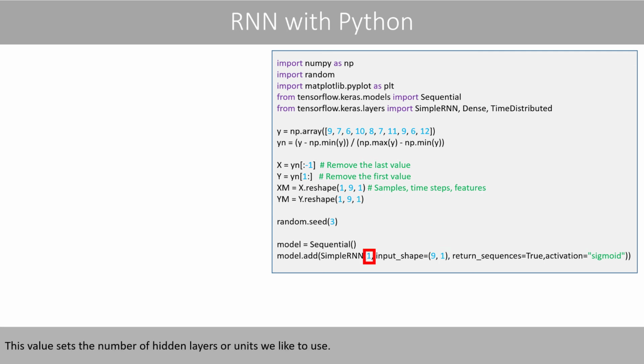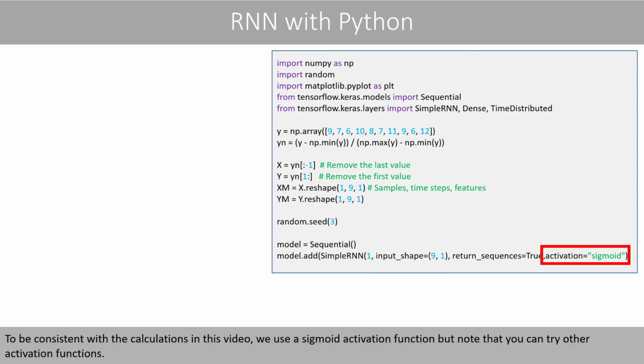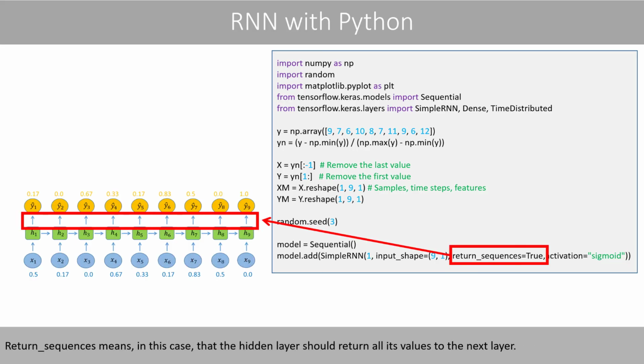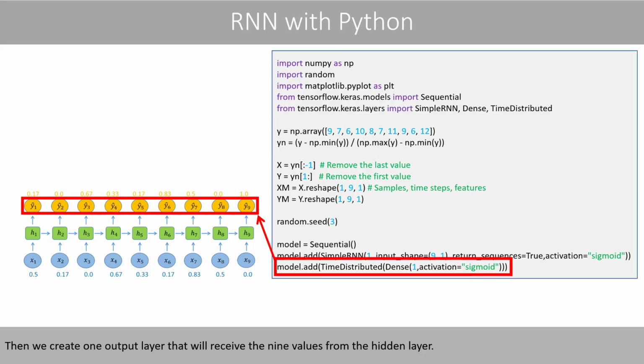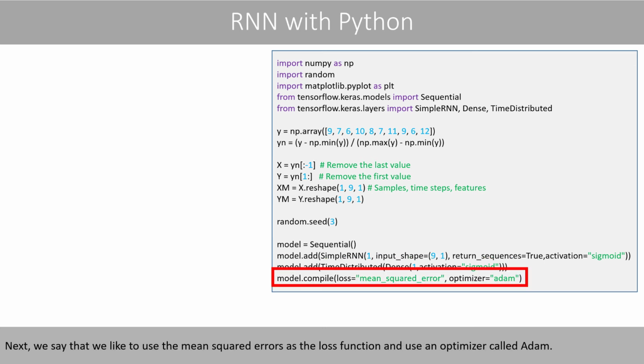This value sets the number of hidden layers or units we like to use. To be consistent with the calculations in this video, we use a sigmoid activation function, but note that you can try other activation functions. Return_sequences means, in this case, that the hidden layer should return all its values to the next layer. Then we create one output layer that will receive the 9 values from the hidden layer. Next, we say that we like to use the mean squared error as the loss function and use an optimizer called RNN.